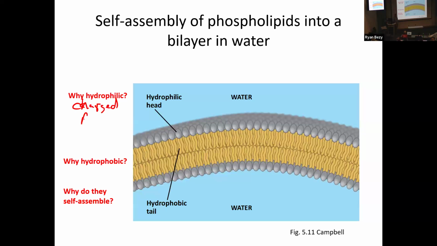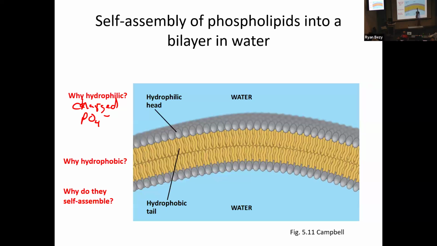They've got that phosphate group with a negative charge. So that charged polar head group likes to interact with the polar water. Remember, water also has partial charges: partial positive charges on the hydrogens, partial negative charge on the oxygen. So the charged phosphates like to interact with partially charged water. Questions about that?